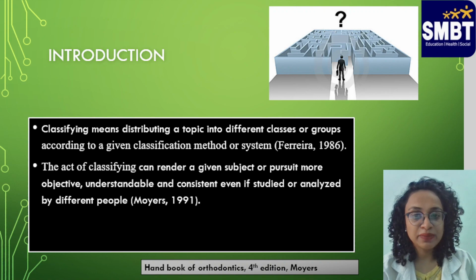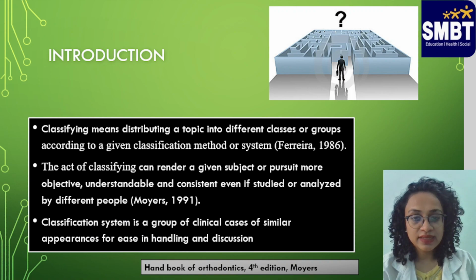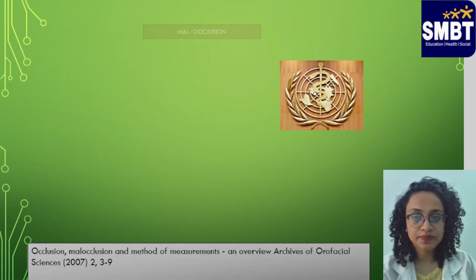Introduction. Classifying means distributing a topic into different classes or groups according to a given classification method or system, as given by Ferreira in 1986. The act of classifying can render a given subject or pursuit more objective, understandable, and consistent even if studied or analyzed by different people. It was given by Moyers in 1991. This classification system is a group of clinical cases of similar appearances for ease in handling and discussion.